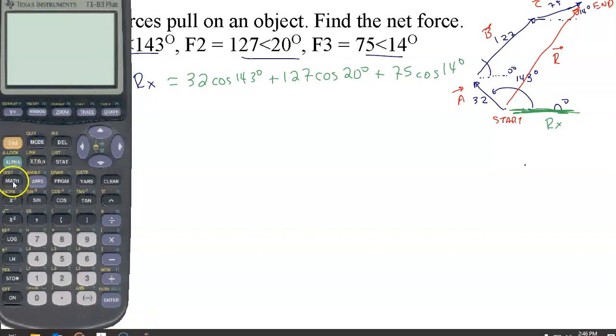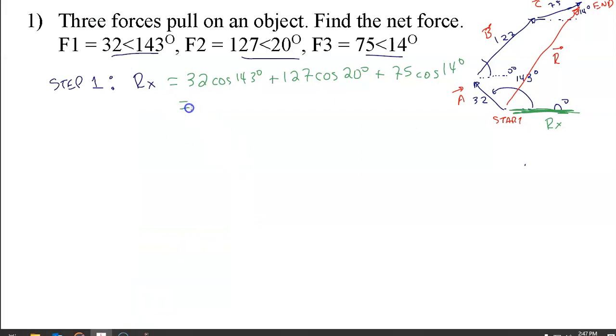But once you've got it in the right thing, then you can go 32 cosine 143, and you do have to close off that parenthesis right there. Plus 127 cosine 20, close it. Plus 75 cosine 14. It's going to take care of all the positives, negatives, lefts, rights, all that stuff. And it's going to tell us that we ended up 167 steps to the right of our starting point.